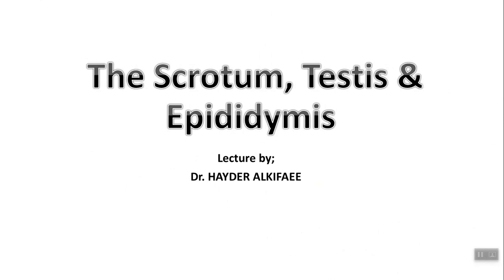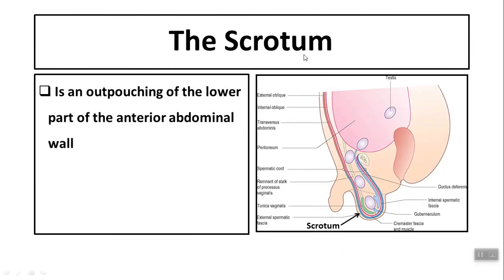The scrotum, testis, and epididymis. First of all, the scrotum. The scrotum is an outpouching of the lower part of the anterior abdominal wall.